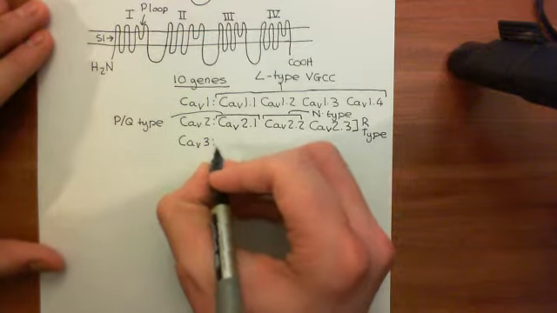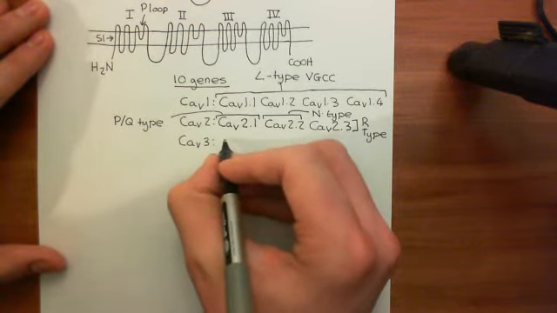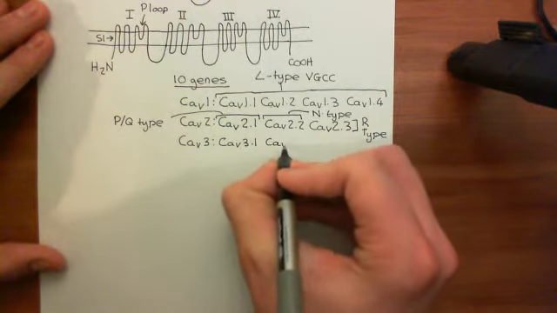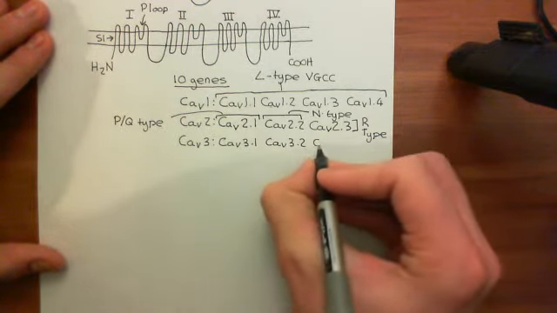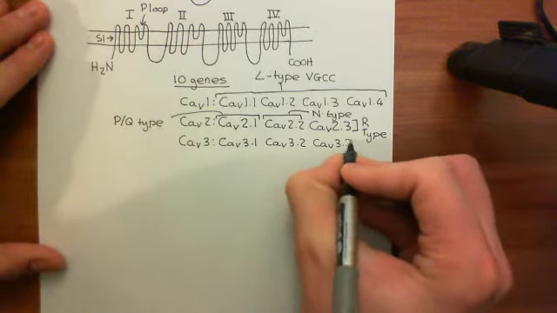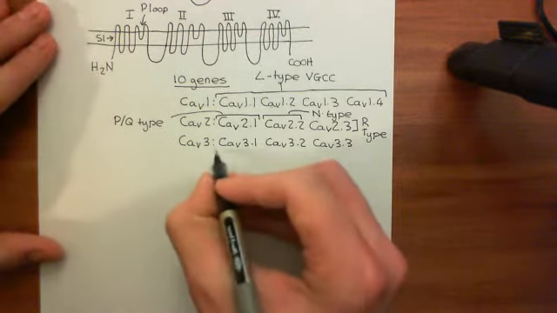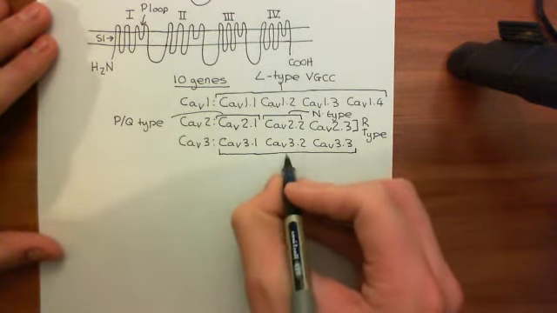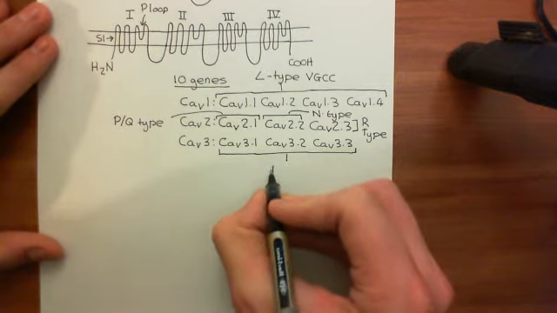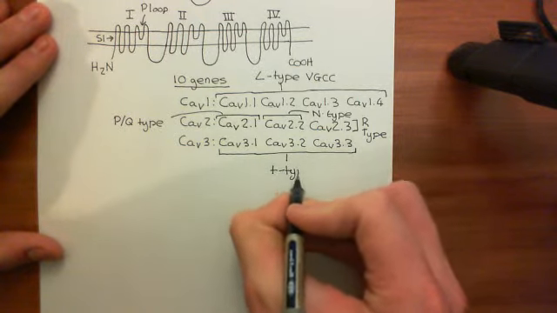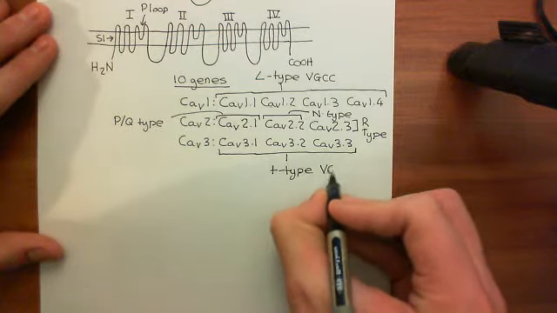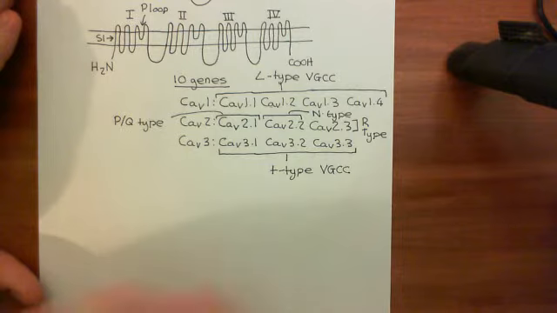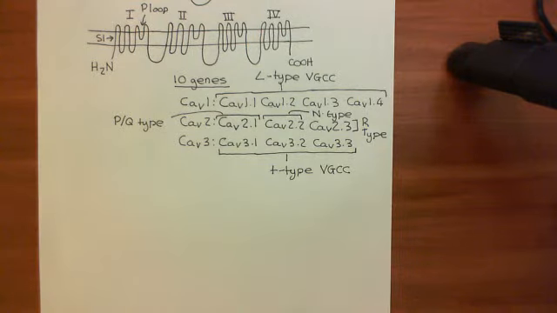Okay? Now, let's move on to the CAV3 family. In the CAV3 family, you have 3 genes. You have CAV3.1, CAV3.2, and also CAV3.3. Okay, and if you make a voltage-gated calcium channel out of any one of these 3 alpha-1 subunits, then your voltage-gated calcium channel is called a T-type voltage-gated calcium channel. Okay, so that's what the difference between L-type, T-type, PQ-type, N-type, and R-type voltage-gated calcium channels is.